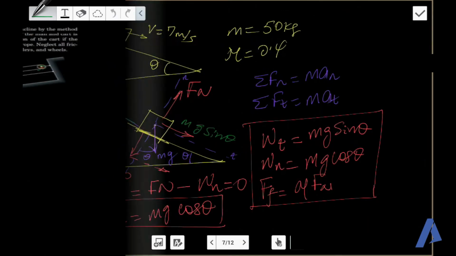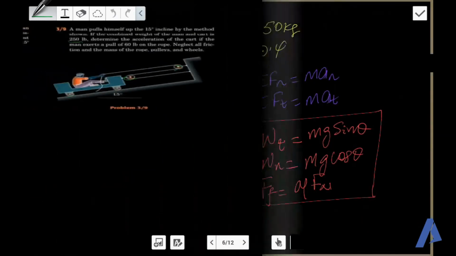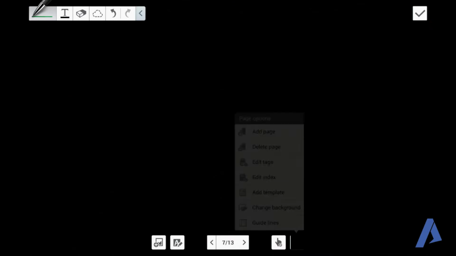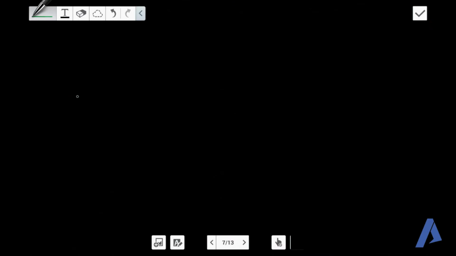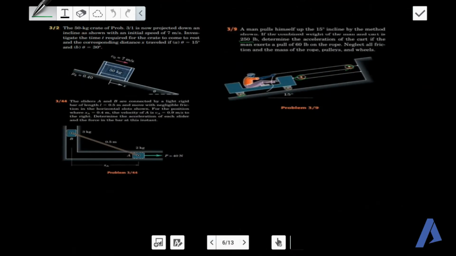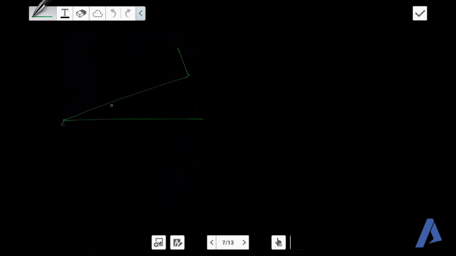So the first thing we need is a free body diagram. The free body diagram: we have an inclined plane at an angle of 15 degrees, an angle of theta, and we have a man with his whole weight. So there is no friction.